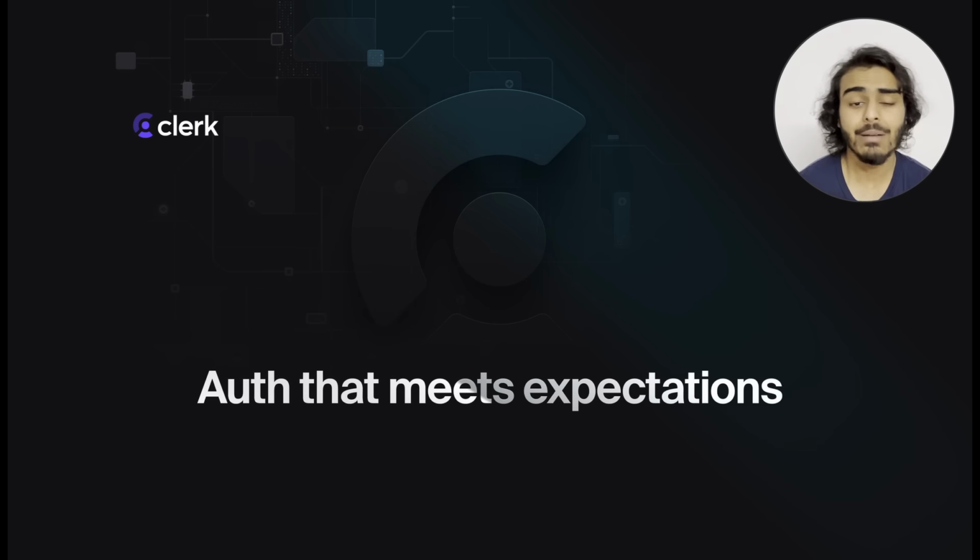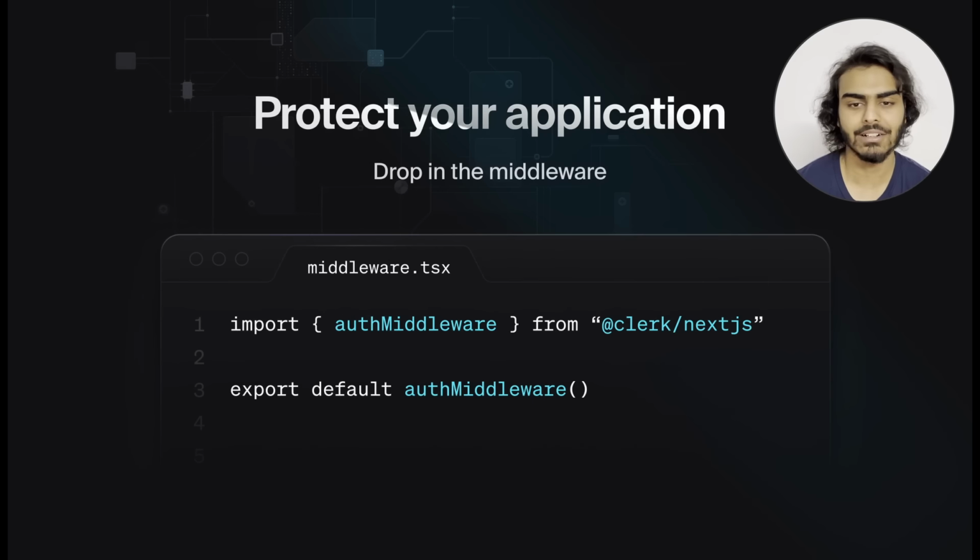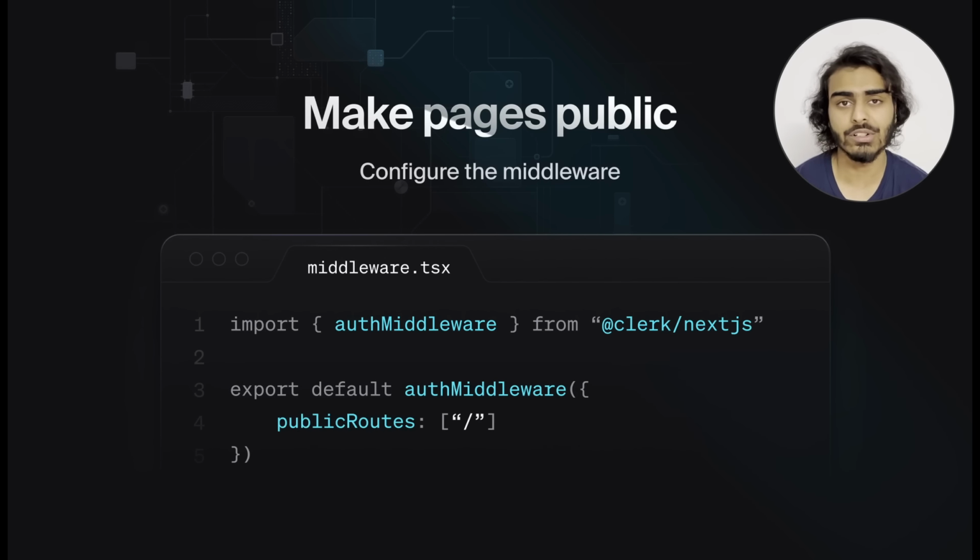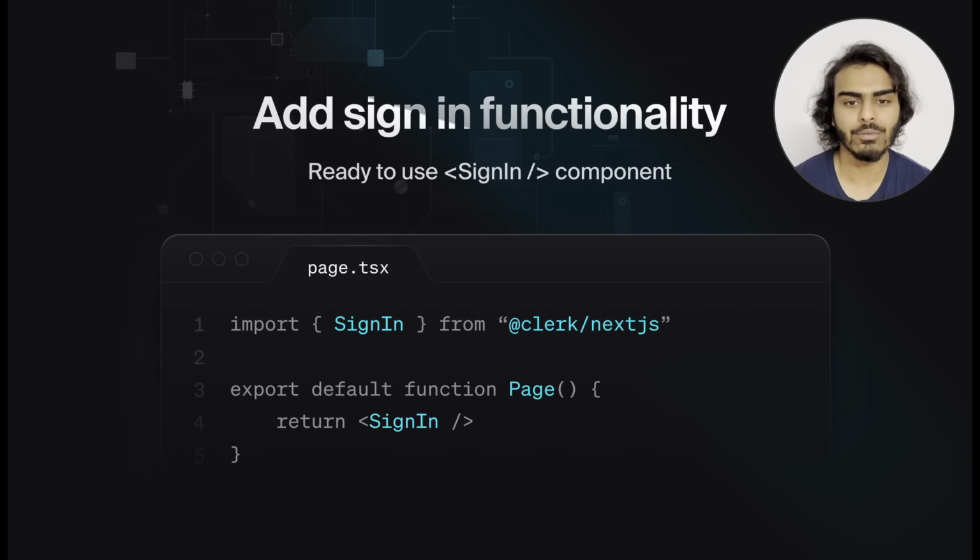Protecting your Next.js application with Clerk is as simple as using the built-in middleware. You can specify which pages should be accessible to users who are not signed in. And in those pages, you can simply drop our pre-built components that handle really all the authentication capabilities that I've mentioned in the previous slides, and more.